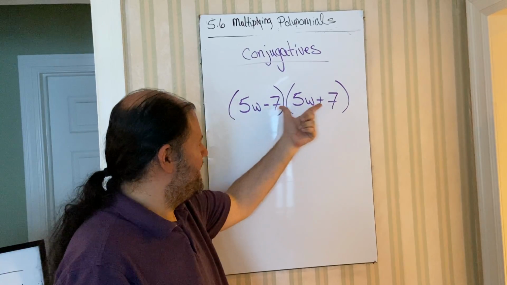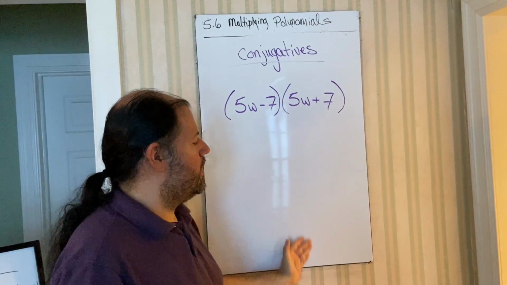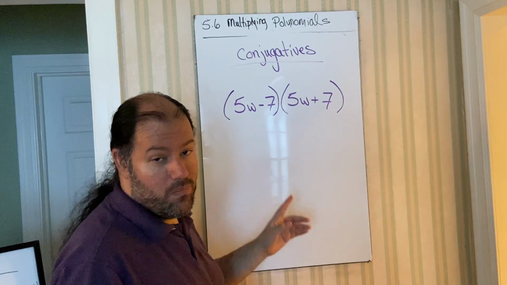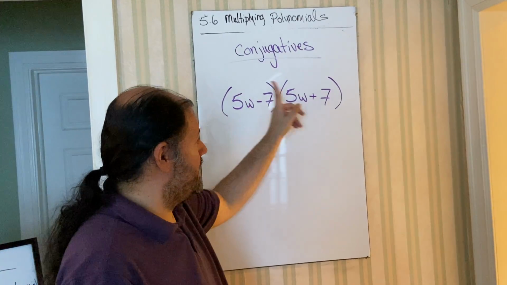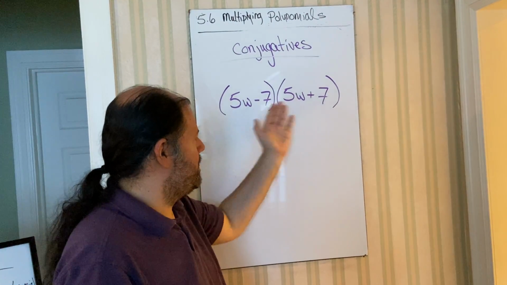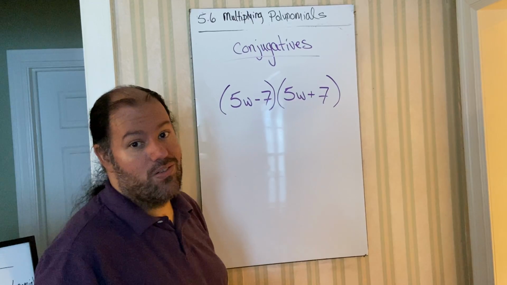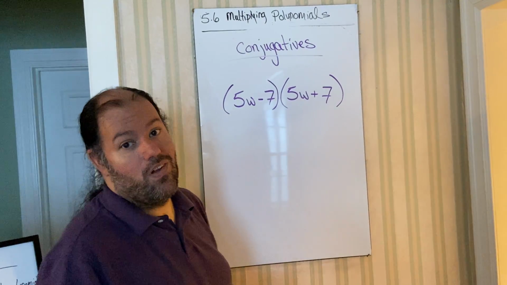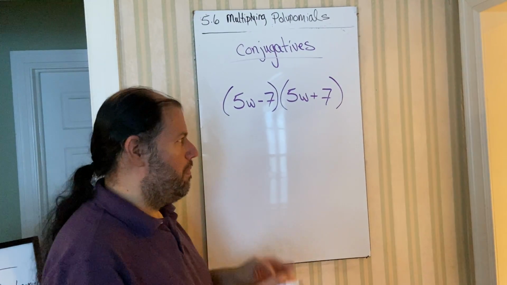When you have the same signs, the middle term will not disappear. When you have conjunctives, that means one with a negative and one with a positive, and the same items, you'll notice that the middle term disappears. We also call this difference of squares.